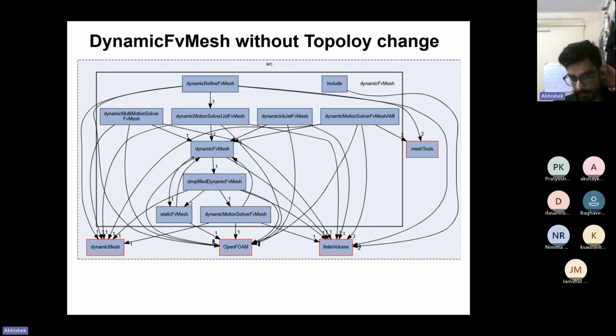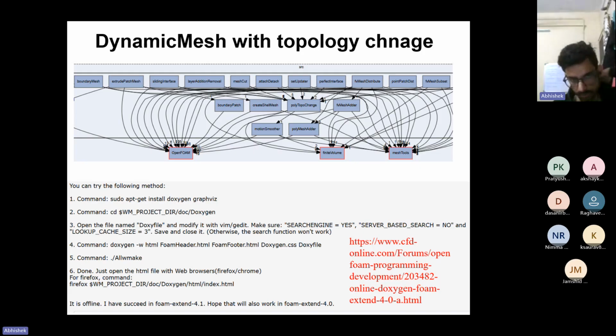Whatever version you are using, if you want to see the Doxygen and interdependency of these libraries, you can try this. This is from one of the threads on CFD Online, and this is the link for it on the right in red. You can just Google it, and you'll find the methodology to generate your Doxygen from where you have installed OpenFOAM. You can go there, run these commands, and get your Doxygen in real time. First you have to install Doxygen, of course.